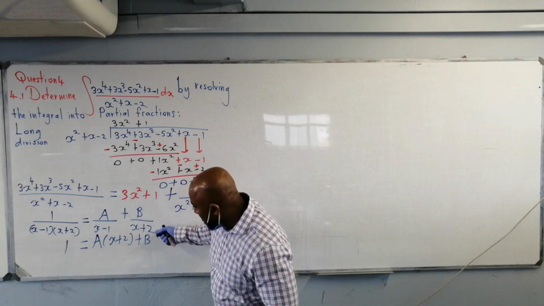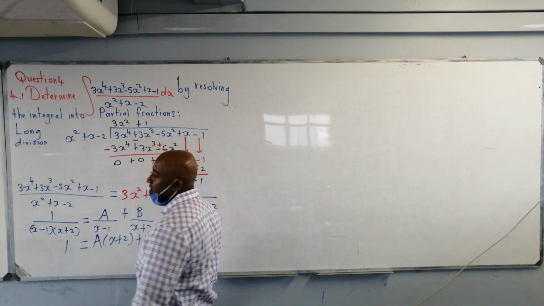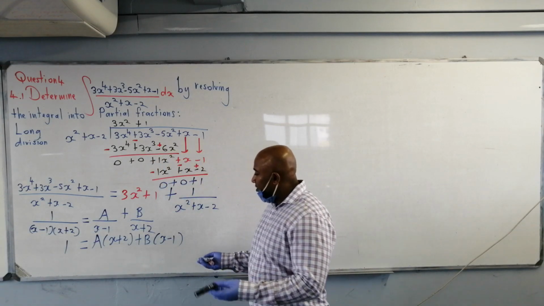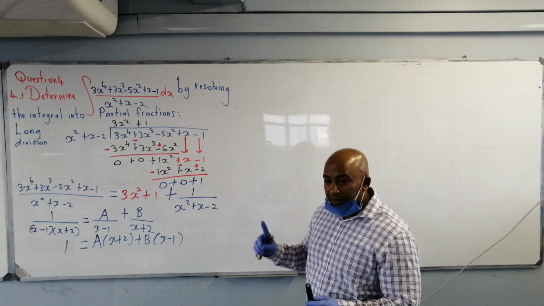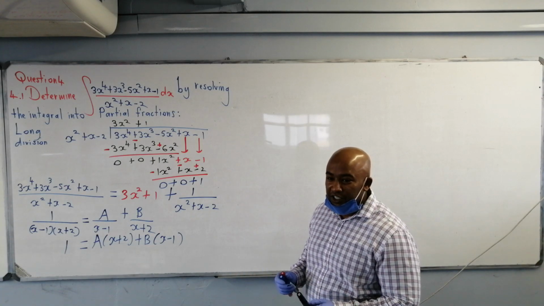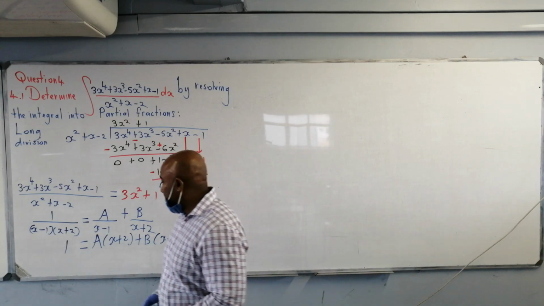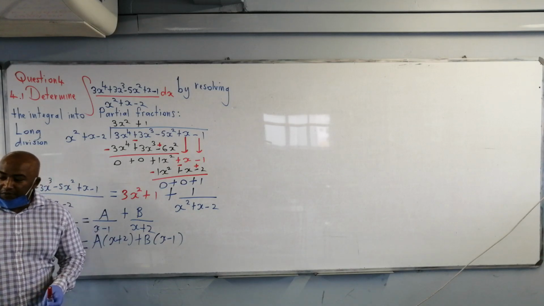X plus 2 and x plus 2 cancel, so you end up with x minus 1. Now, we can use the method of substitution. There's two methods. The other method is called equating coefficients, which is unnecessary. Use substitution, you get your answer in a few seconds. So what values can I use to substitute?